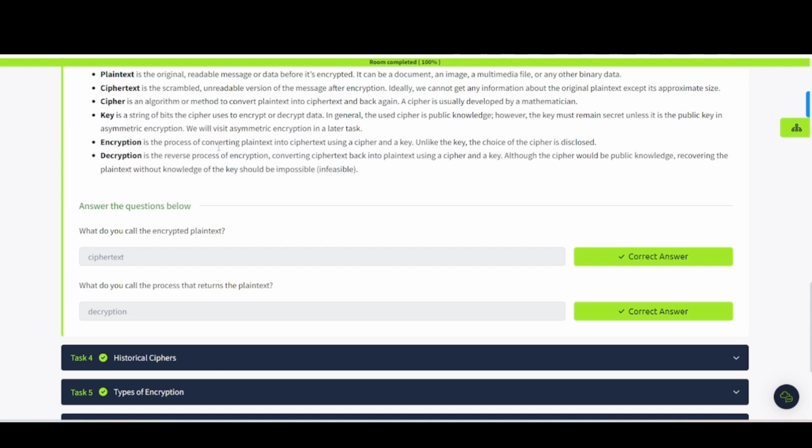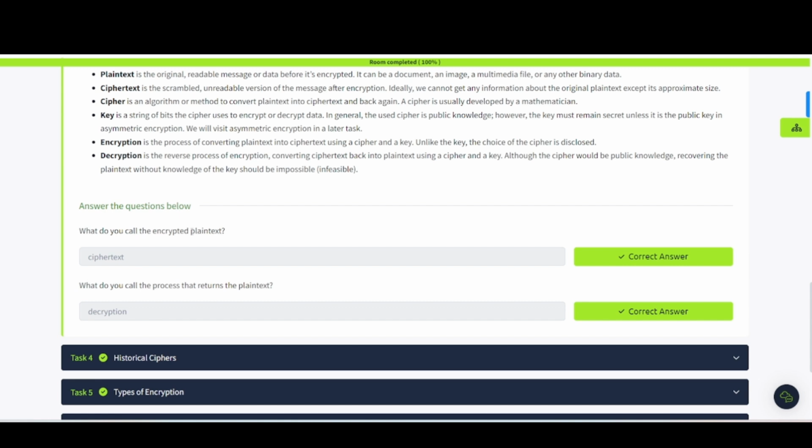Encryption is the process of converting plaintext into ciphertext using a cipher and a key. Unlike the key, the choice of the cipher is disclosed. Decryption is the reverse process of encryption, converting ciphertext back into plaintext using a cipher and a key. Although the cipher would be public knowledge, recovering the plaintext without knowledge of the key should be infeasible. So what that means is that it could take a long time. You would be six feet under by the time anyone could crack these keys, which is what they mean when they say infeasible. It just takes too much time and resources.